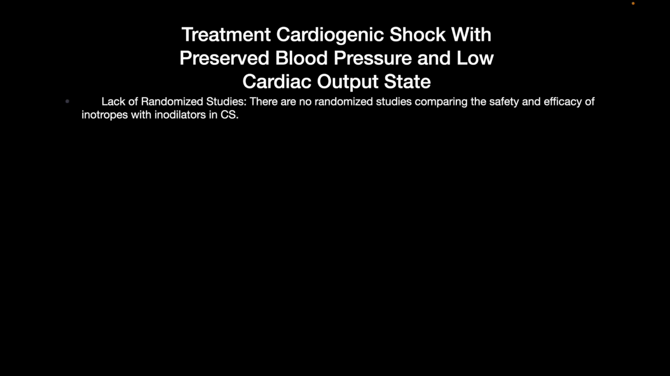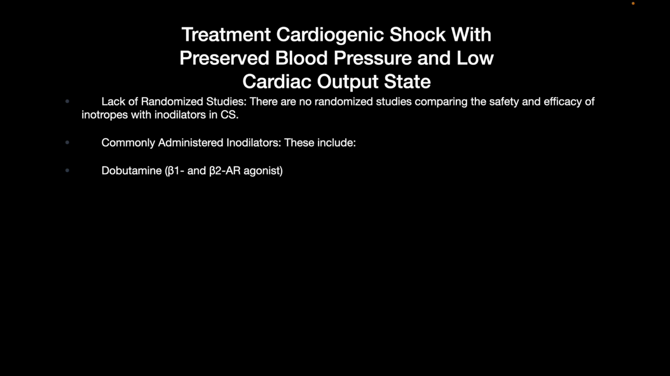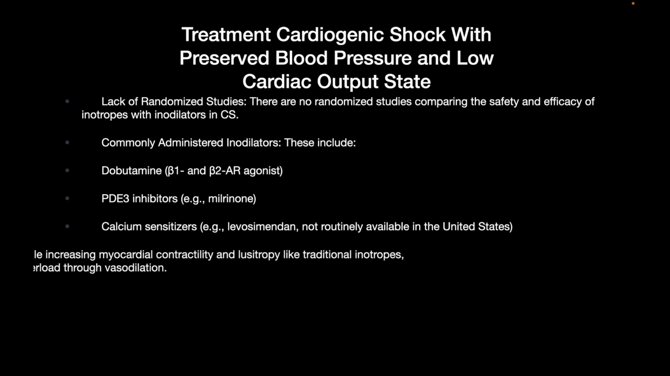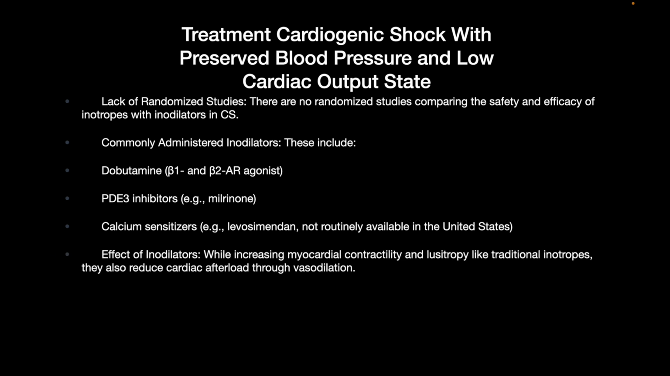The next is treatment of cardiogenic shock with preserved blood pressure and low cardiac output state. Now, in this, there is a lack of RCTs because none of the inotropic agents or the inodilators have been tested in this particular setup. Commonly administered inodilators include dobutamine, milrinone, and levosimendan. The effect of inodilators is that while increasing myocardial contractility and inotropy like traditional inotropes, they reduce the cardiac afterload through vasodilatation.